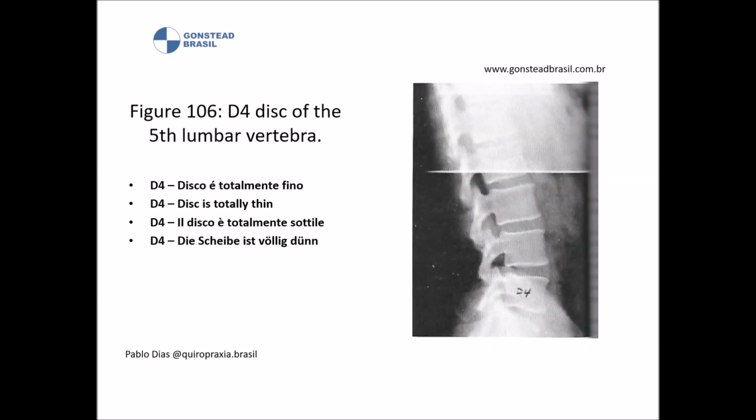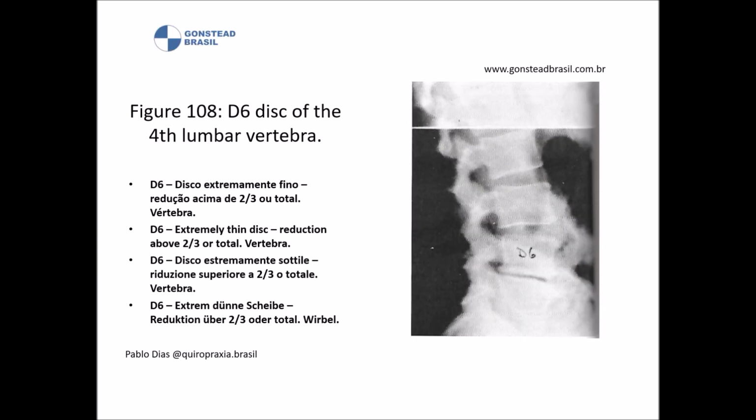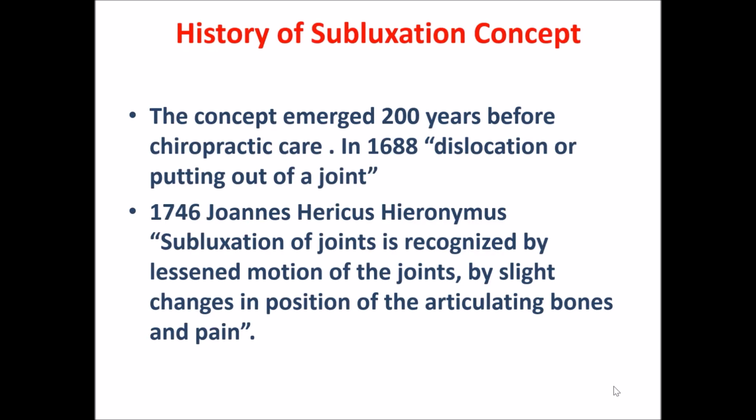And here we have the D4. Disc is totally thin. And here we have the D5, the disc is too thin, totally too thin. Severe damage to the vertebral body occurs. And D6, the disc is extremely thin, reduction about 2/3 of total vertebra.